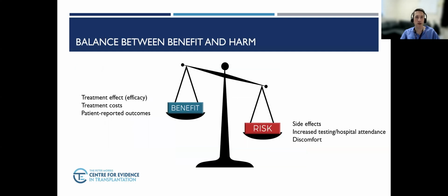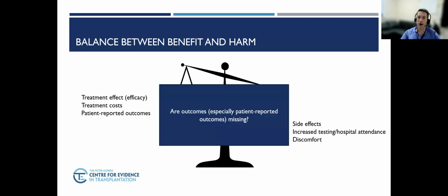The next thing you're going to want to think about is that balance between benefit and harm. So benefit is obviously treatment effect or efficacy, potentially in terms of costs or in terms of patient-reported outcomes. But of course, that's got to be balanced against any risks of your intervention. So if you're talking about a treatment, it might have side effects. It might have a negative cost impact. It might require increased testing, increased hospital attendances, or discomfort for patients that make it unacceptable to patients.